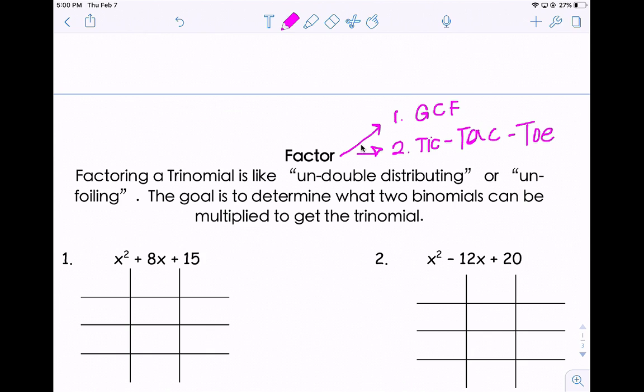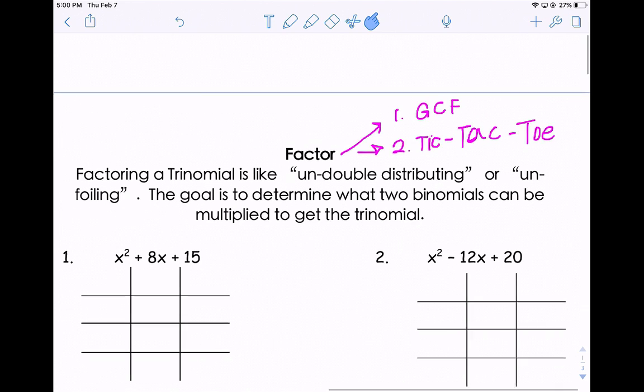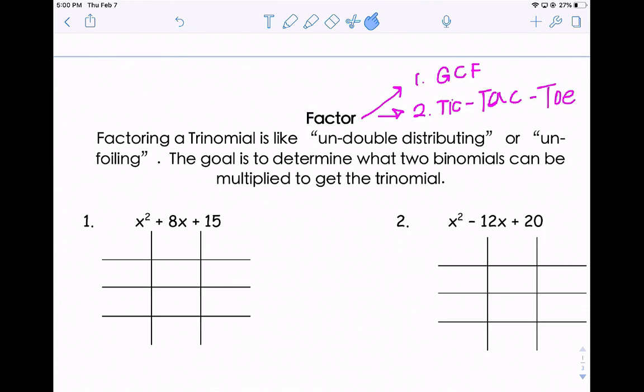greatest common factor. So really important though that when we factor, we always want to first look for a greatest common factor. Take that out, divide that out if you can, and then if you cannot divide that out, then we're going to use a method that I call Tic Tac Toe to factor. So factoring a trinomial is like undouble distributing or unfoiling, if you use FOIL when you're double distributing. The goal is to determine what two binomials can be multiplied to get the given trinomial.